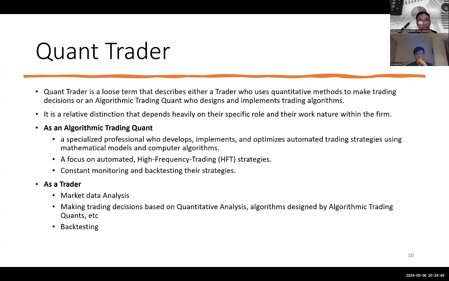And as a trader, what do they normally do, right? Normally they are concerned with market data analysis. It's important for a quant trader, making trading decisions based on quantitative analysis and on the algorithms designed by algorithmic trading quants, etc. They run a lot of backtesting, right?